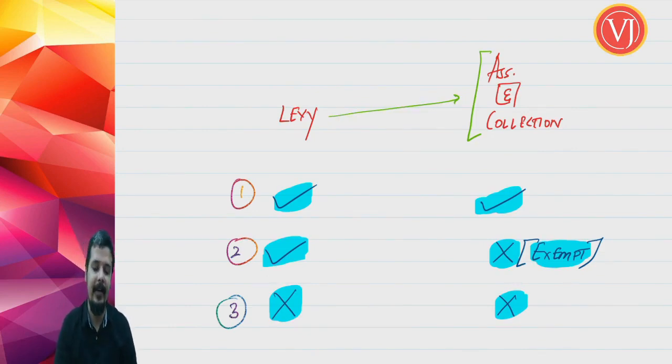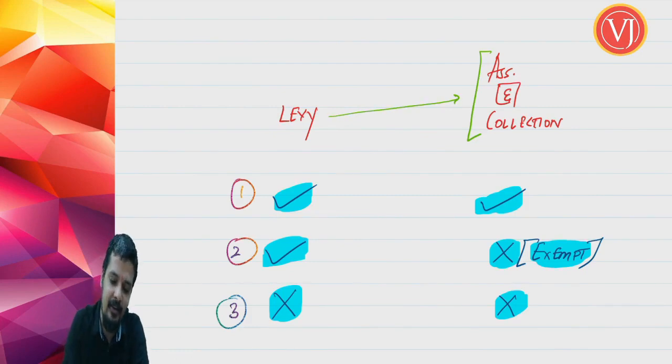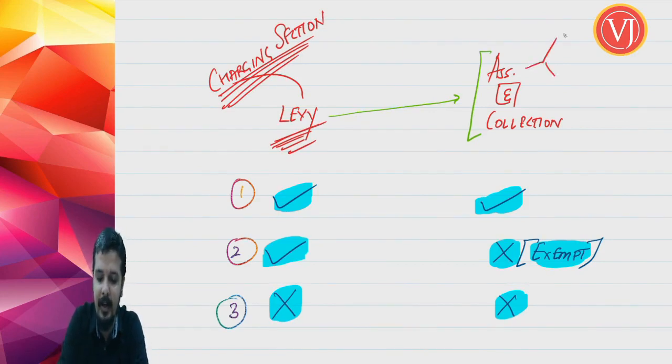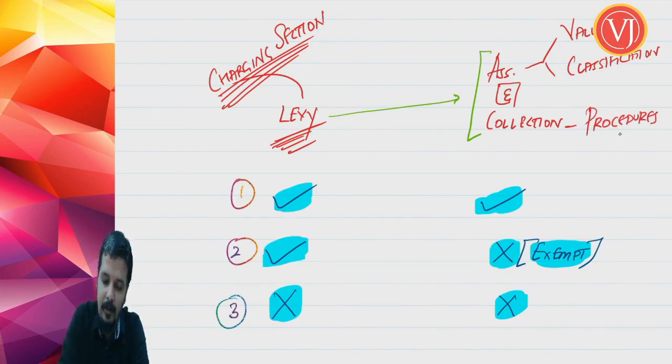Friends, you have to understand that levy is a triggering point, the charging section, where you are taking charge. So when you talk about the charging section, it focuses only and only on levy. Assessment is your valuation chapter and classification chapter, your value and rate. Collection, you are talking about a lot of procedures.